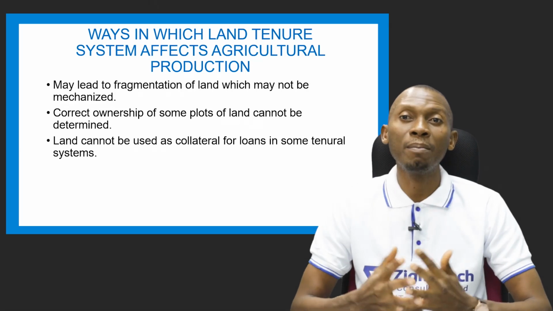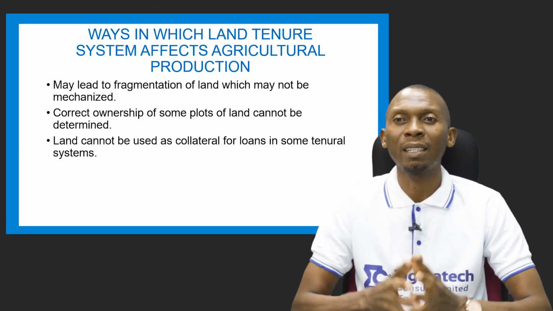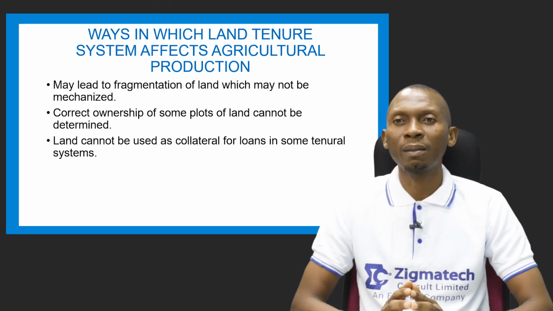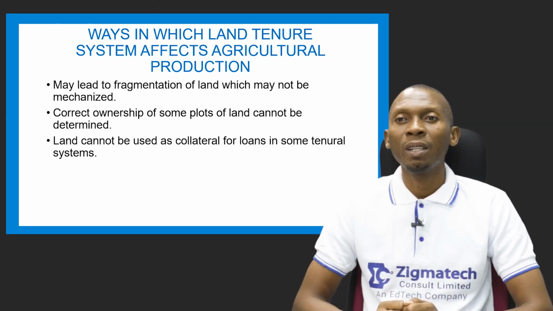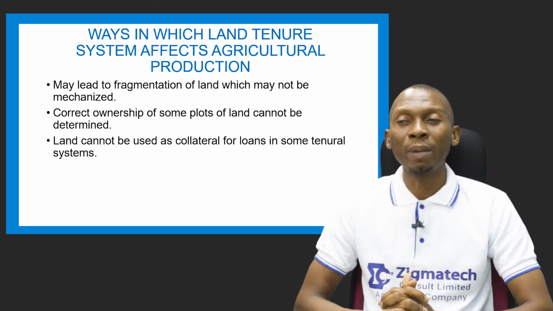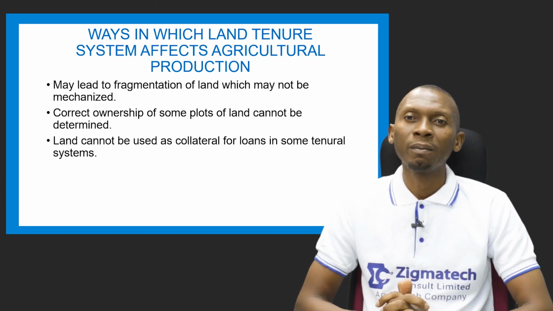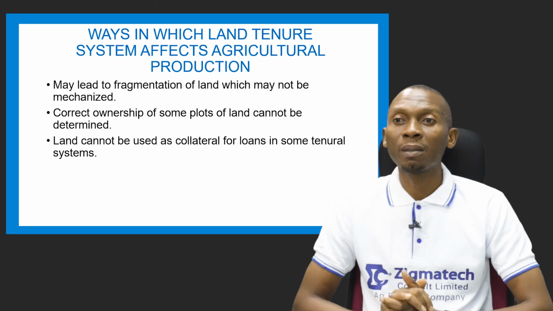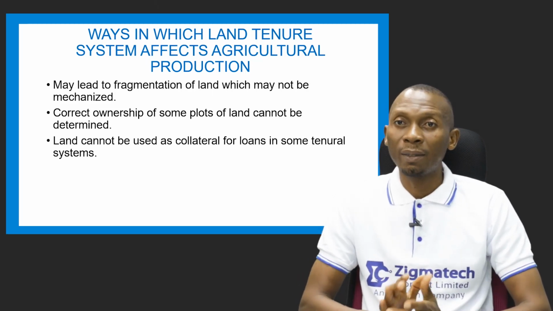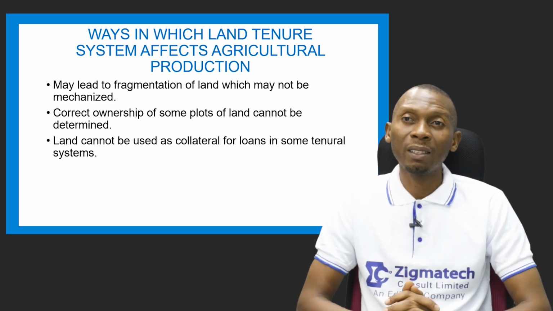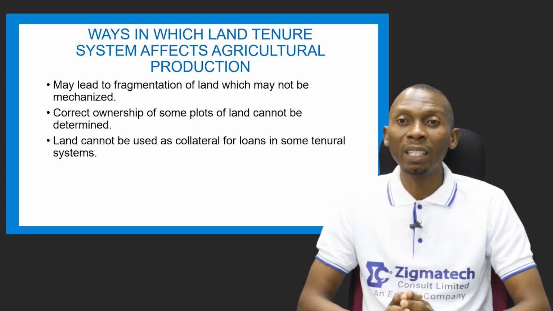Now, one, they may lead to fragmentation of land. That's the land breaking down into pieces, being given in pieces, especially under the land tenure by inheritance, which may not be ideal for mechanized farming. Then the correct ownership of some plots may not also be determined. So we're looking at the ways in which the various land tenure systems affect agricultural production generally.